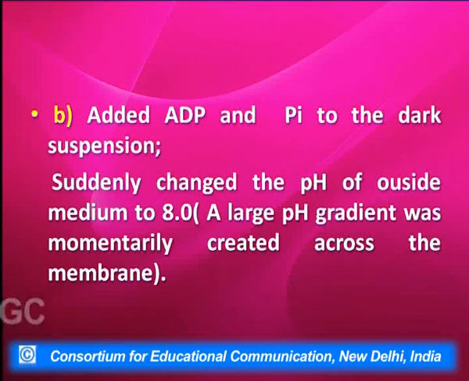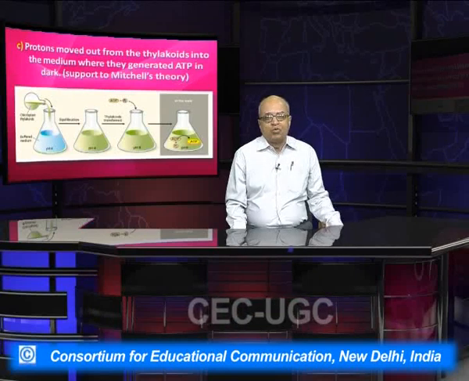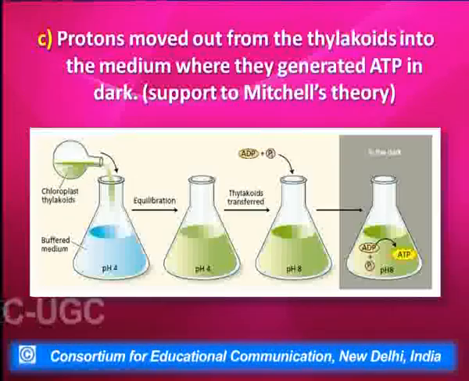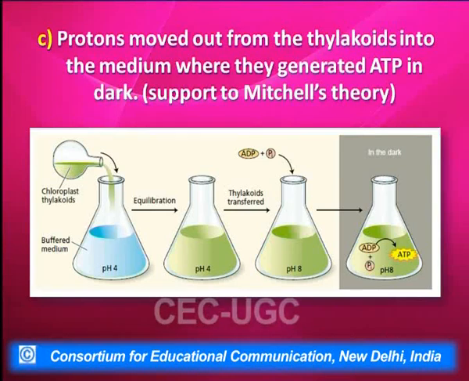Then they added ADP and Pi, that is inorganic phosphate, to the dark suspension, and suddenly they changed the outside medium, which was originally pH 4, to pH 8, that is from highly acidic to highly alkaline, thereby creating a very large pH gradient. This gradient was created, of course, momentarily across the membrane, and to their surprise they saw that the protons moved out of the thylakoids into the medium along the concentration gradient, and this was the beginning of generation of ATP.